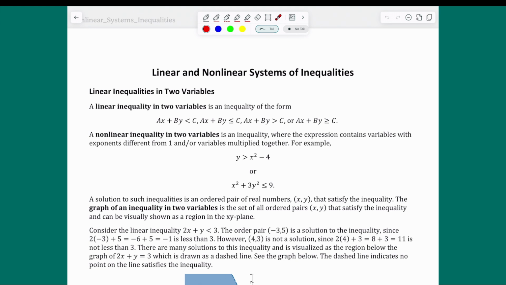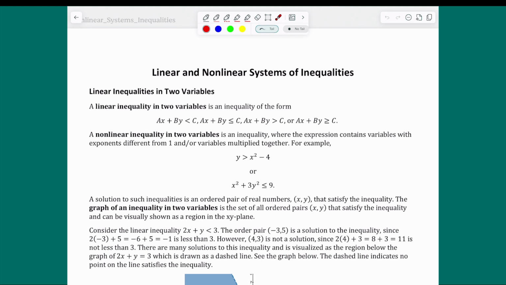And also we have the corresponding nonlinear inequality in two variables, which is an inequality where the expression contains variables with exponents different from 1 and/or variables multiplied together. So for example, we have y greater than x squared minus 4, or for instance, the ellipse here, x squared plus 3y squared less than or equal to 9. And we'll see some examples.